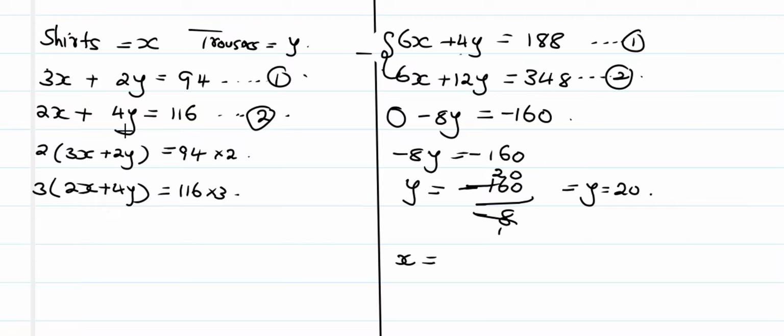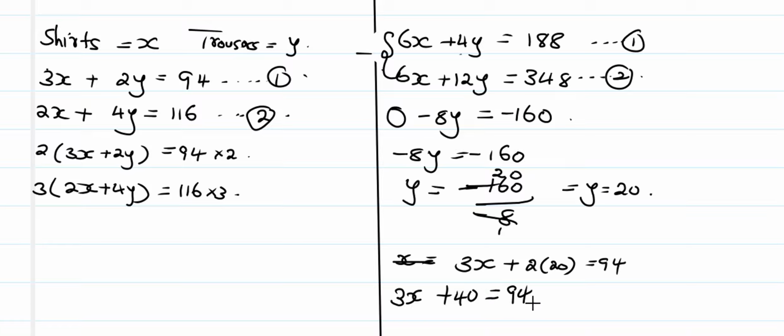And x, we can get it from any of these equations. So I can just pick a random one like this one, which says 3x plus 2y, but now we know y is 20, so I can say 2 into 20 equals 94, like that. Then it becomes 3x plus 40 equals 94. So it means 3x will be equal to 94 minus 40 on the other side, so it will be 54.